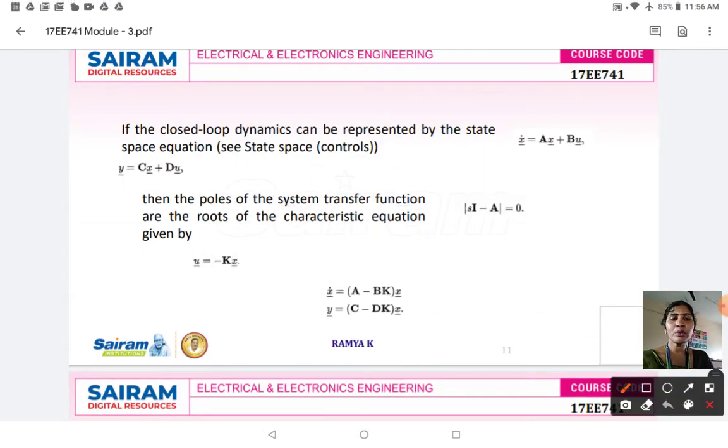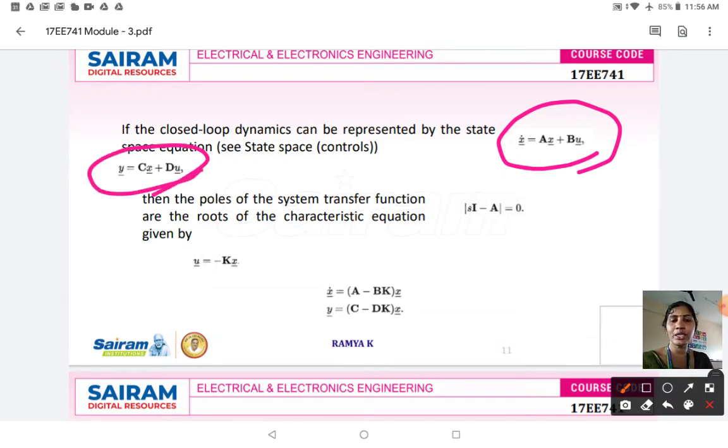Whatever I have explained here has been specified with the equation x dot is equal to Ax plus Bu, which is the normal state equation. y is equal to Cx plus Du is your output equation. These two equations represent the normal state equation and output equation.